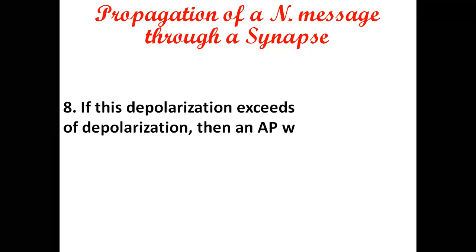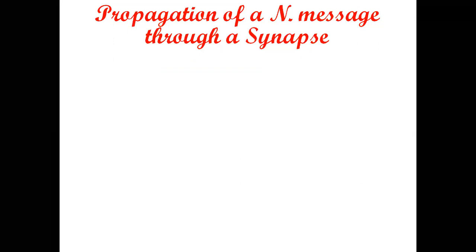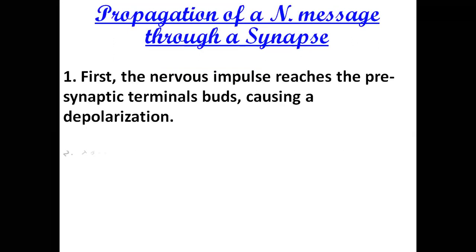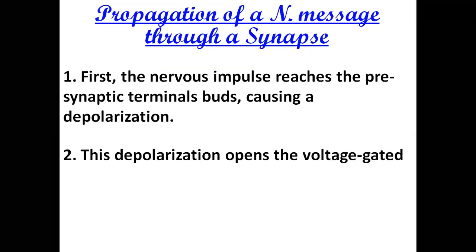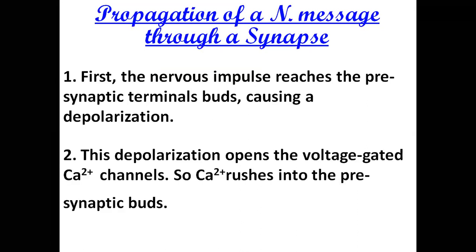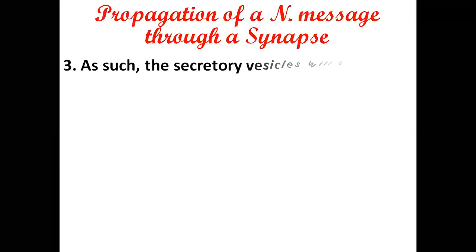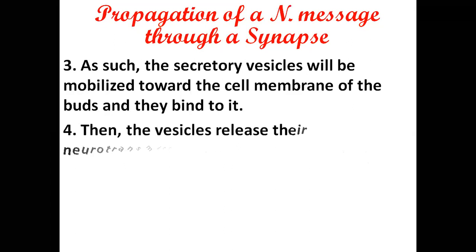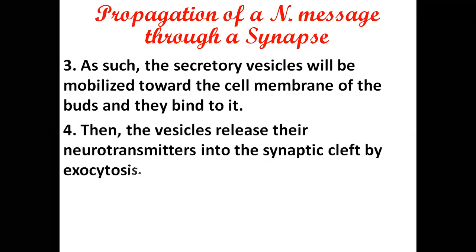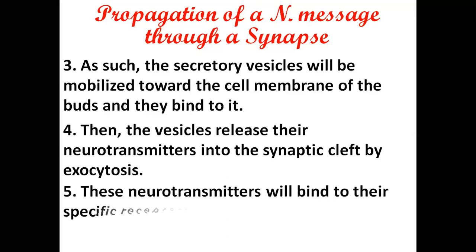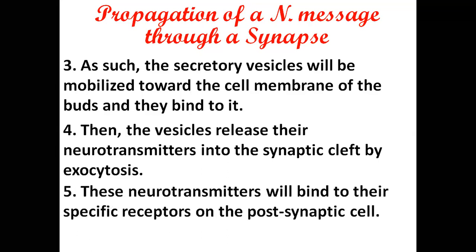Here, I'm going to repeat this, so pay attention to fix this in your mind. The first 5 steps, if you remember, are common. First, the nerve impulse reaches the presynaptic terminal, causing depolarization. This will lead to the opening of the Ca2 plus channels. So Ca2 plus will rush into the presynaptic buds. Then the secretory vesicles will be mobilized toward the membrane. These vesicles will release the neurotransmitter by exocytosis into the synaptic cleft. This neurotransmitter will bind to its specific receptors on the postsynaptic cell.